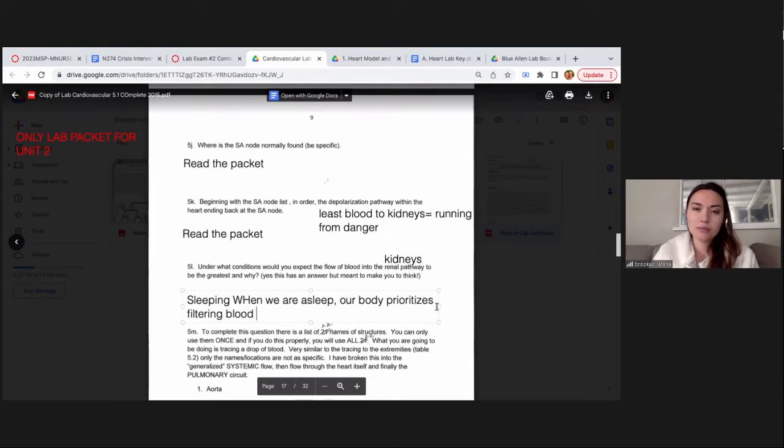Does that make sense? That's why I like to answer those two together: epinephrine and norepinephrine when you're running from danger, and then we go to the flip side. The flow is the greatest when you're actually asleep. Okay. All right.